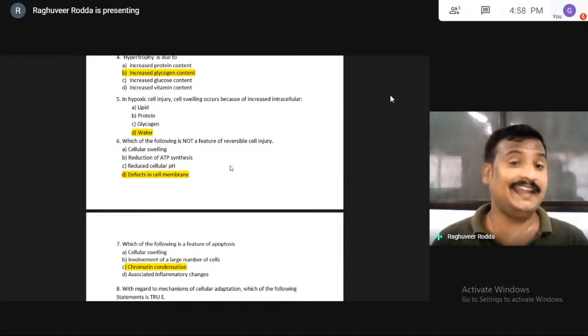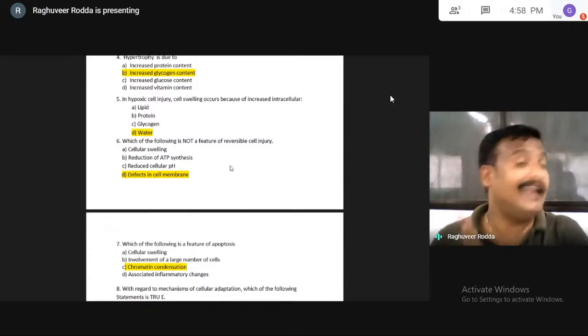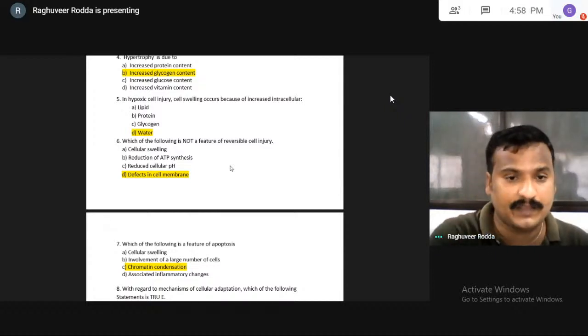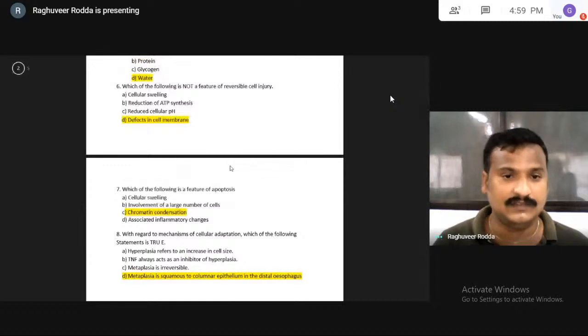But if the membrane gets damaged, which will generally occur at the last, definitely the cell will move to irreversible conditions. So next, come to the next question. Which of the following is a feature of apoptosis? Cell swelling. Cell swelling even occurs in necrosis conditions.